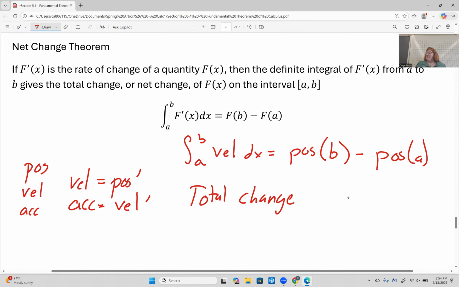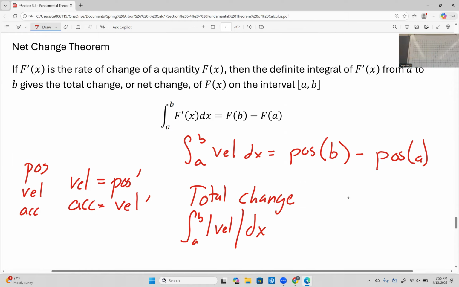So total change is the integral of the absolute value of velocity. There is unfortunately not a nice thing to just plug in because we'd actually have to evaluate that. But if I want the total change, I take the integral of the absolute value of velocity.